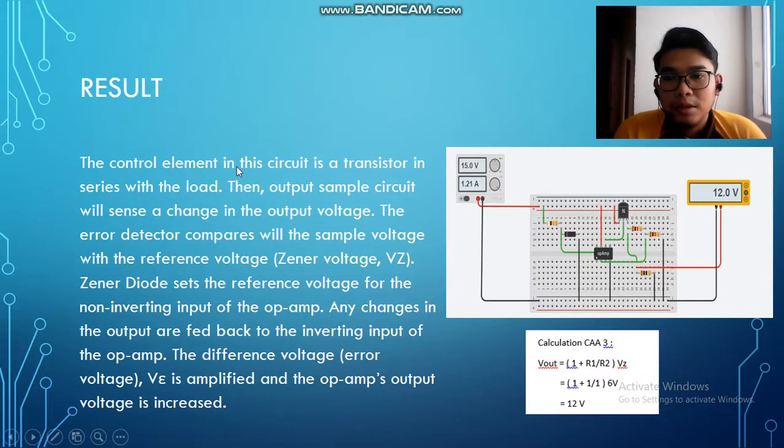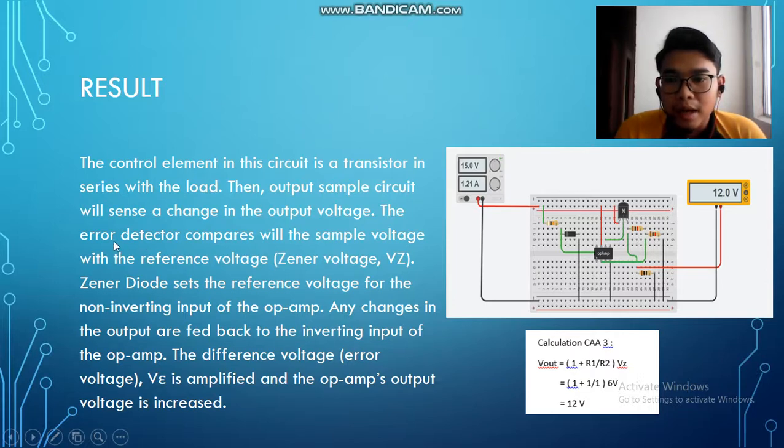Okay, the control element in the circuit is a transistor in series with the load. This is the transistor, which I use the NPN type of BJT, which will be in series with the load. In our theory, we call it Q1. Then we see the output sample circuit will sense a change in the output voltage. The sample circuit in my project is referred to R1 and R2.